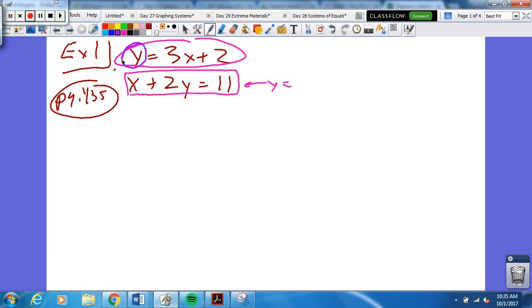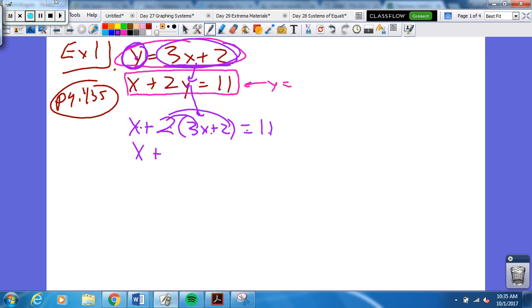If y right here equals all of this, why can't I just put all of this expression right in here? Because watch what happens. Write this down: x plus 2, so rather than y, I put in 3x plus 2. So x plus 2y equals 11. That's the same thing as y. And now look at my equation. I just have x's. Awesome. I love it. I can solve for x all day long.